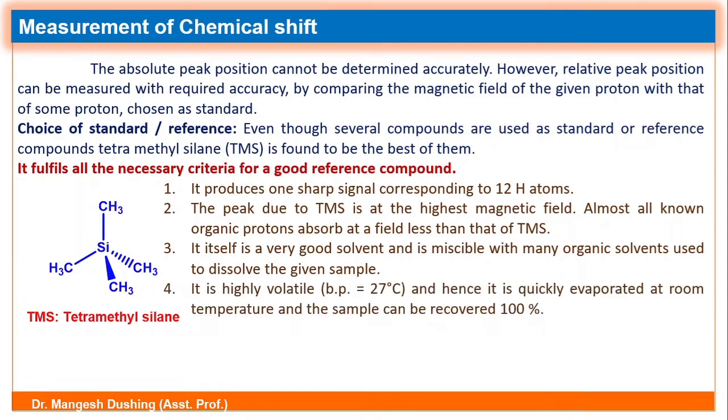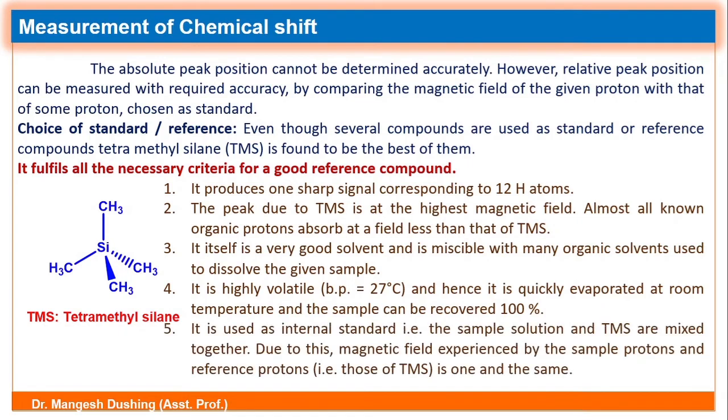It is highly volatile also. The boiling point is around 27 degrees Celsius, and hence it quickly evaporates at room temperature, and the sample can be recovered 100%. It can be removed by evaporation from the sample. So the sample will again be free from TMS, in pure form. We can remove the solvent, and we can remove the TMS also, so we get the substance back in pure form at the end of analysis. It is used as an internal standard.